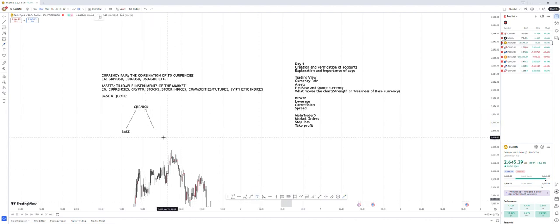So what basically moves the market is the strength and the weakness of what? The base currency. Do you get it? The strength and weakness of only the base currency. So comparing GBP USD against the US dollar, if GBP is strong, you have the market going up. If it becomes weak compared to the US dollar, you have the market going down.